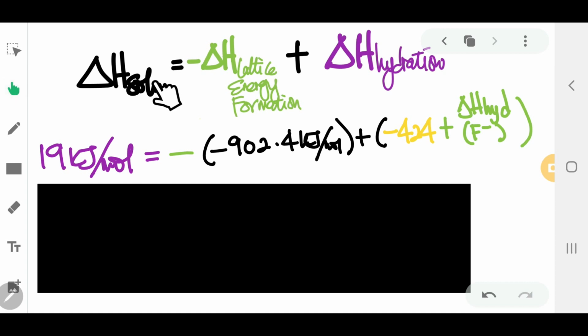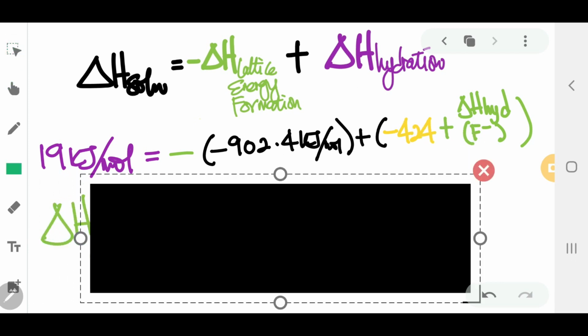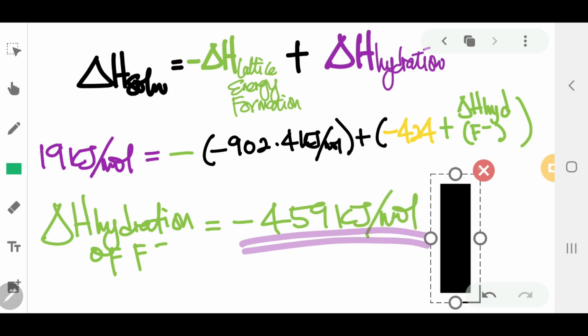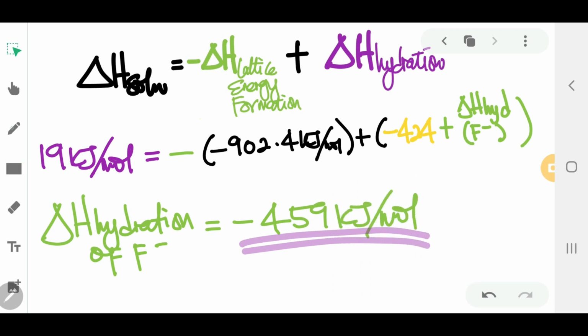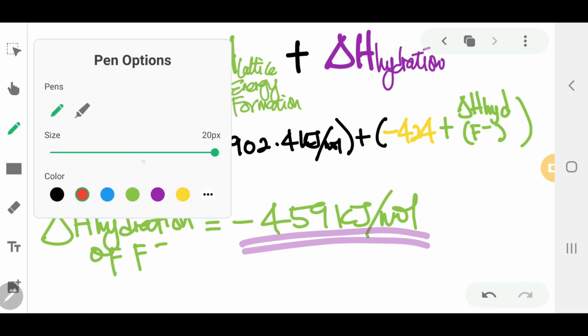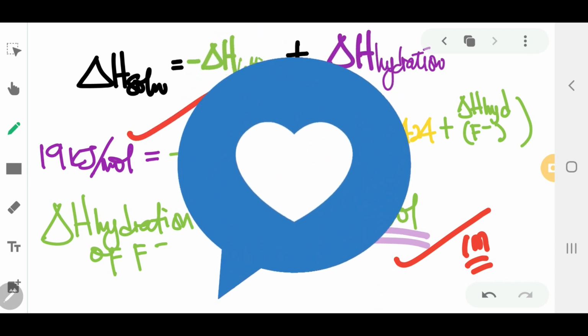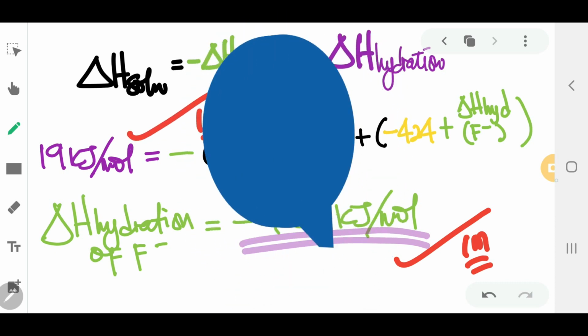So when you do that, we're just going to substitute the values that you have in the thermochemical equations. You're just going to substitute in here one by one. And finally, what you will be able to do is find the delta H hydration of F minus equals negative 459 kilojoule per mole. So you'll get 1 mark for that and 1 mark for the equation that you have used.